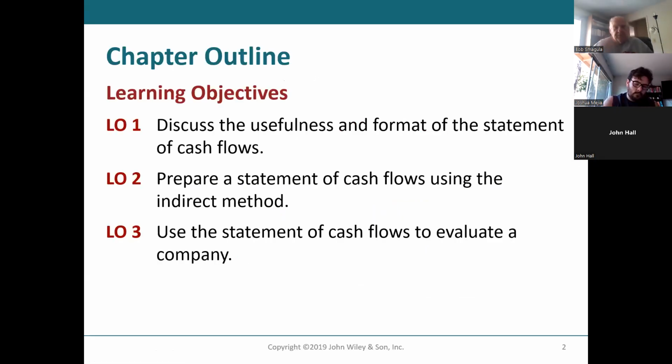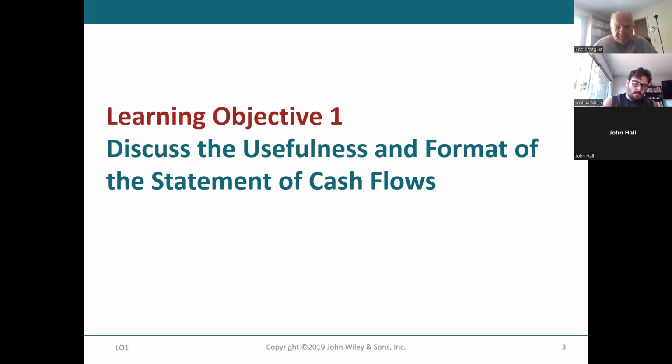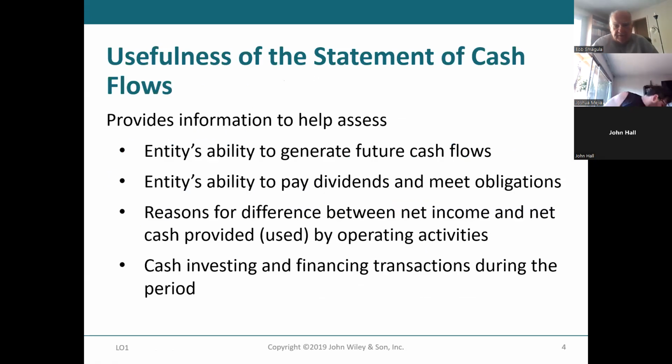Discuss the usefulness and format of the cash flows, prepare the statement, and use the statement to evaluate a company. Discuss the usefulness and format of the statement of cash flows. The statement of cash flows, to get us started, is an attempt to take the beginning cash balance and subtract the ending cash balance. And that will result, naturally, in the change between the beginning and the end. And we now want to see how much of that change is due to operations, financing, and investing.